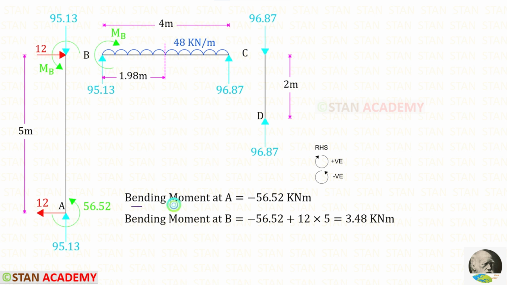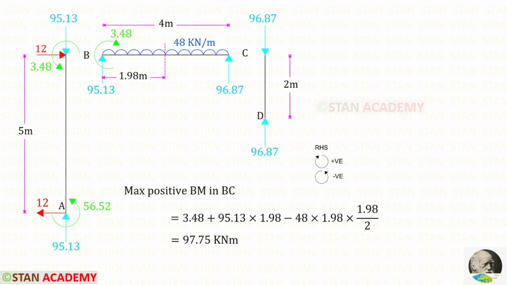Let us find the moment at A. At A, we have MA, which is acting in the anticlockwise direction, so that it will be negative. Let us find the moment at B. MA is acting in the anticlockwise direction, so that it will be negative. HA is acting in the clockwise direction, so that it will be positive, and the distance is 5. For the moment at B, we have got a positive value. That means it is a sagging moment.